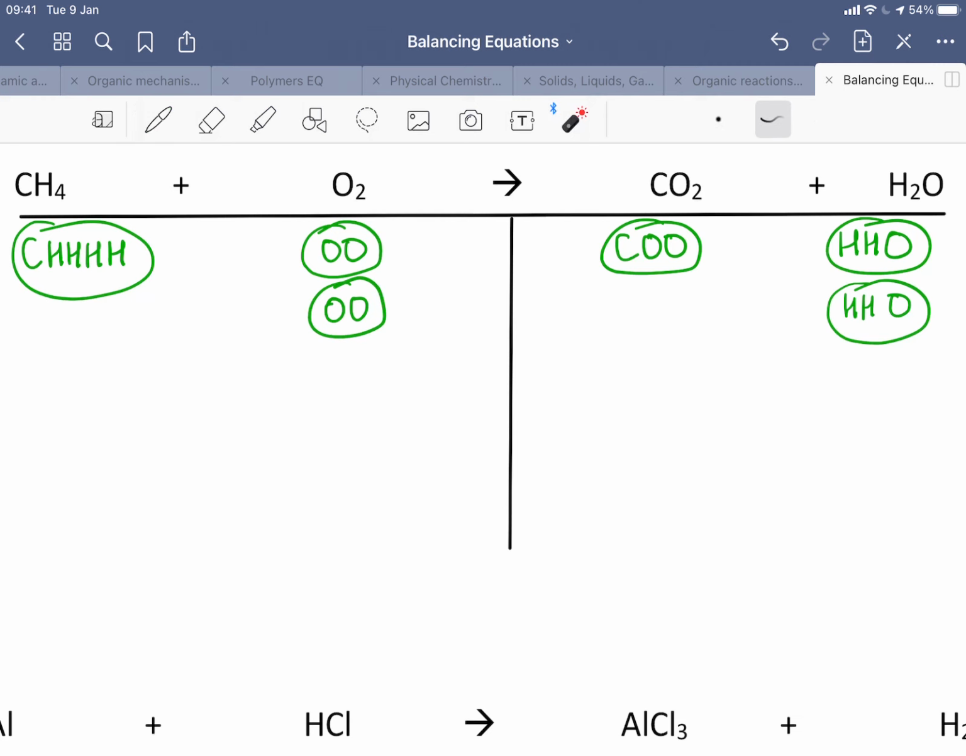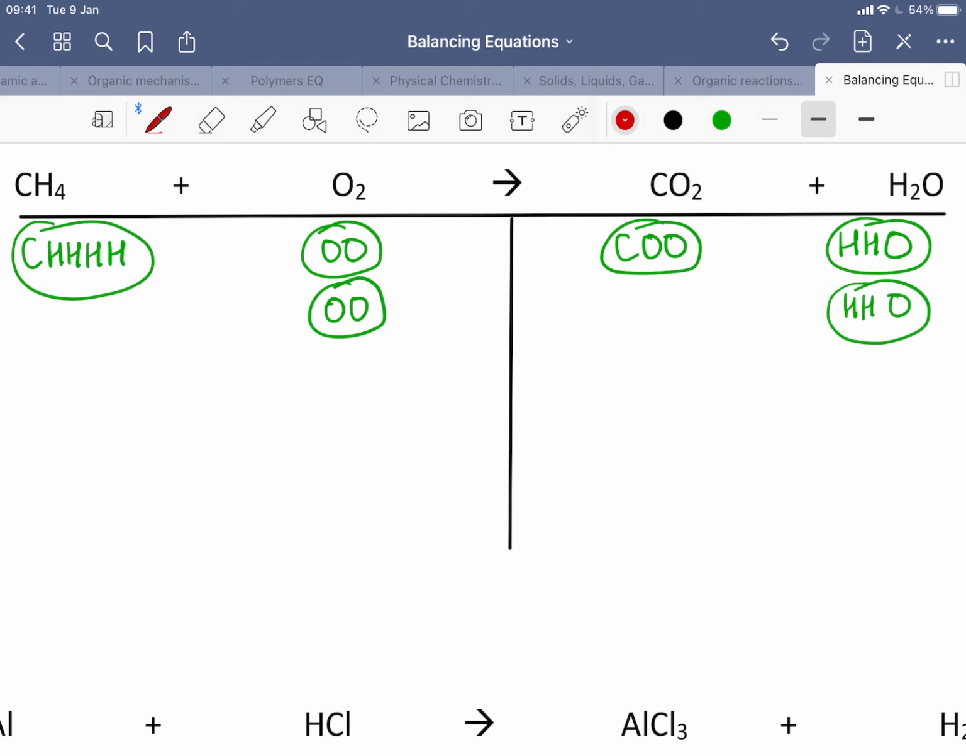Let's just count them now. 4 oxygens. 1, 2, 3, 4. 4 oxygens. That's great. My hydrogens haven't changed. My carbons haven't changed. So now I'm balanced. So now I'm putting in front of the formula however many there are.